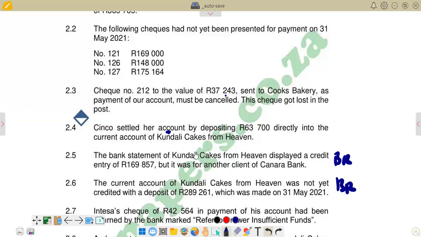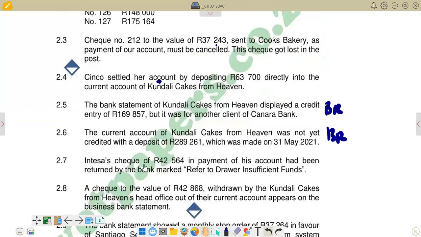So if you go to the next one, which is now 2.7, there is Intesa's check for 42,564 rands in payment of his account that had been returned by the bank marked refer to drawer, insufficient funds. So when we received this check, we already entered this check in our books. So it means this 42,564 was already entered, and we are being told that it's a check that was received. So it was there under the cash receipts journal. So to cancel it, since it was returned, we are supposed to go to the opposite side, which means we are going to go to the cash payment journal and enter it.